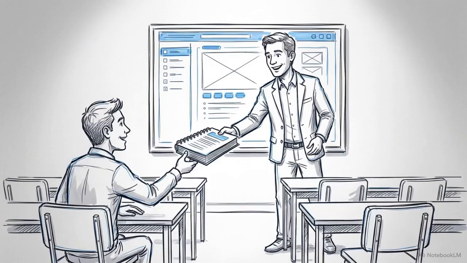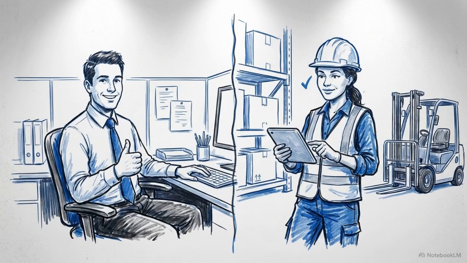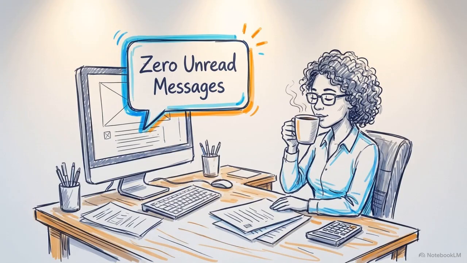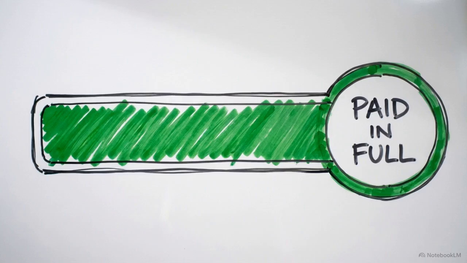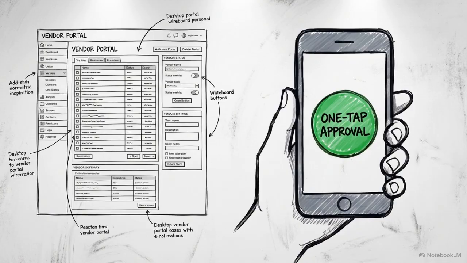Step 5 addresses the human element, executing user training and change management for both your internal staff and your external suppliers. You can drastically reduce inquiry volume by deploying self-service vendor portals. Suppliers log in, submit their own invoices, and track their payment statuses without ever sending an email. Internally, cloud-based mobile applications eliminate approval bottlenecks. Remote managers receive a notification and can review and sign off on an invoice instantly from anywhere.